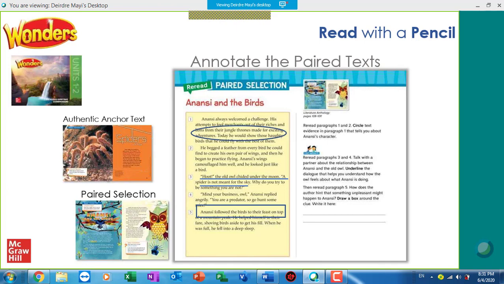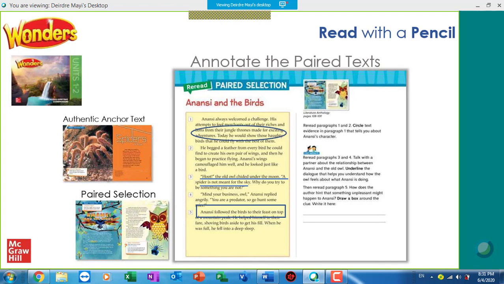Students are able to annotate the paired text because we've done something ingenious. We've taken part of the text from the paired selection and we've placed it in the reading writing companion. We've done this to enable the students to do as our author Doug Fisher says they should, which is read with a pencil or pen in hand.